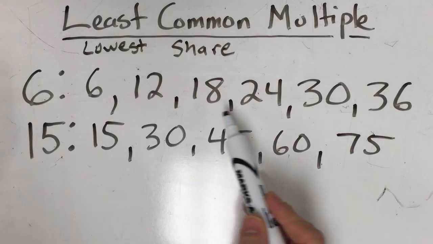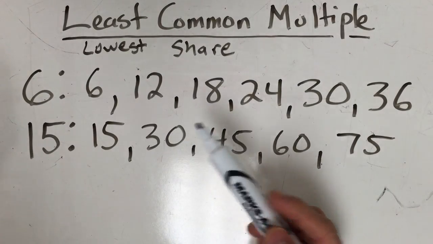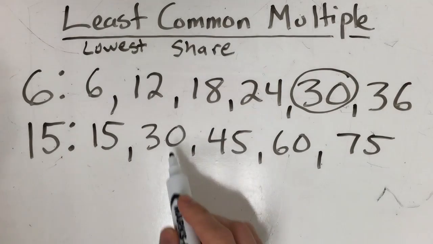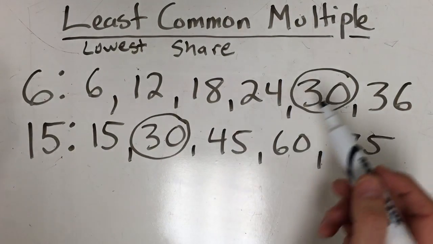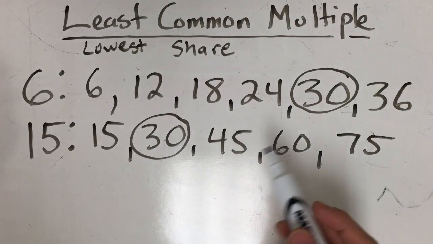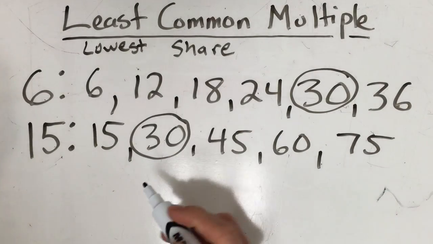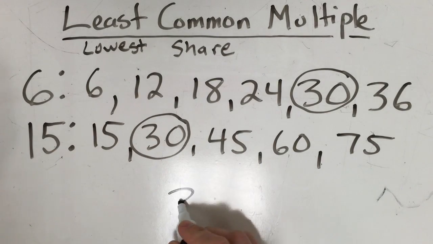So, do we see any multiples that they share? I see one. 30 is in the list for 6 as well as the list for 15. And since that's the only one in this list that they have in common, it's certainly the lowest one that they have in common. So 30 is the least common multiple of 6 and 15.